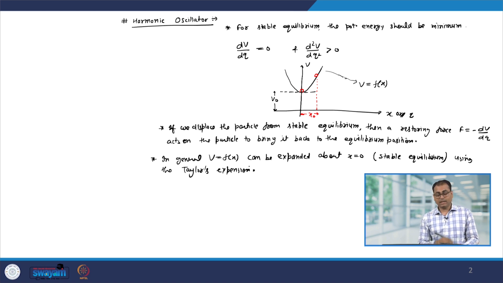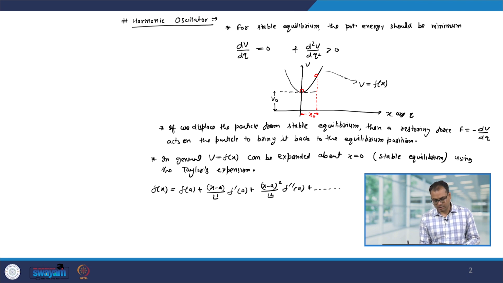Okay. And in general any function f(x) using Taylor expansion can be written as f(a) plus (x minus a) over factorial 1 f prime(a) plus (x minus a) whole square divided by factorial 2 f double prime(a) plus dot dot dot, wherein f prime(a) means df divided by dx. Okay. Here, as I said, we are expanding it around the stable equilibrium. So, therefore, your a has to be 0.